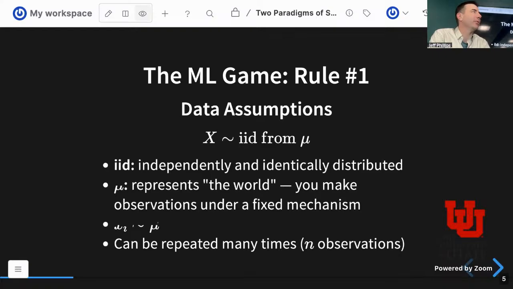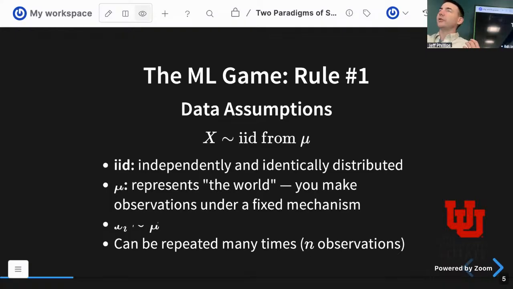Let me talk about the rules of the game of machine learning. Hopefully some of this will be familiar to you from what we've talked about in this class or earlier classes. The first and a really important one, which may or may not be true, is that we assume we have a data set X and it's IID from some distribution mu, right? You know what IID means. All the observations are identical, all from the same distribution. This mu represents the world that we're drawing observations from, right? Every data point is from this space. You can think of it like you could press a button and another data point would come out.